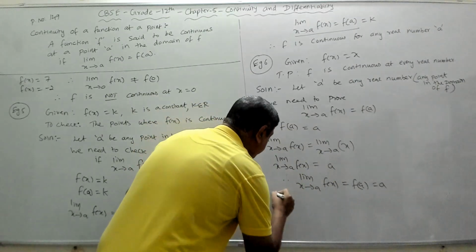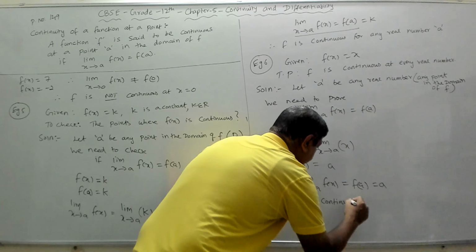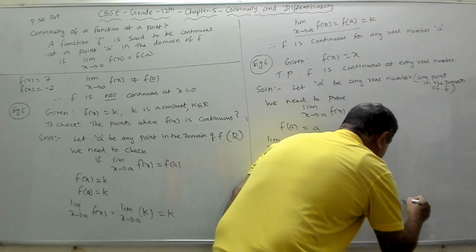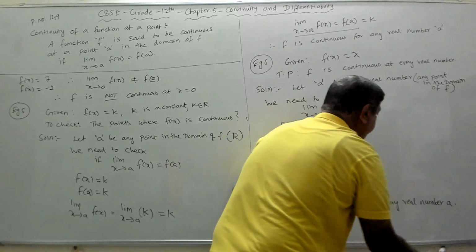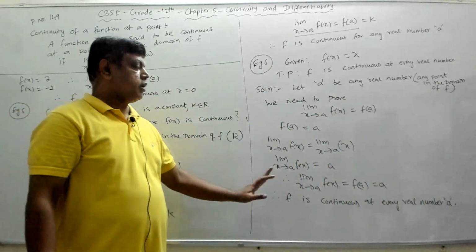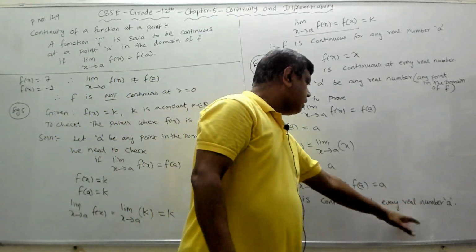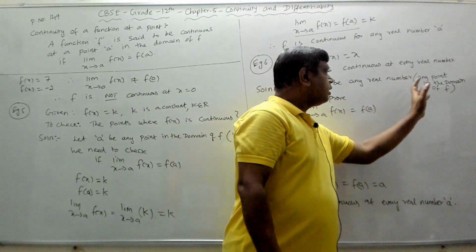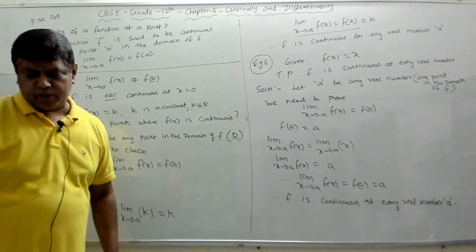So therefore we can say f is continuous at every real number a. Every real number, it is continuous. Therefore f is continuous at every real number a, which means f is continuous at any point in the domain of f, or every point in the domain of f. Fine.